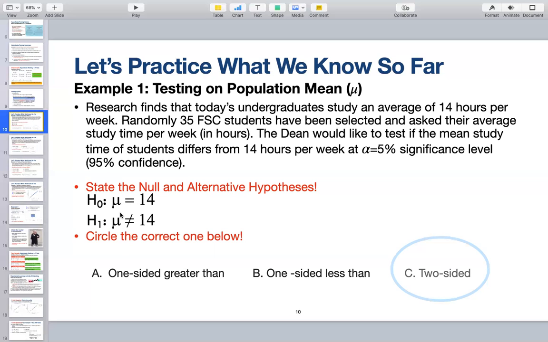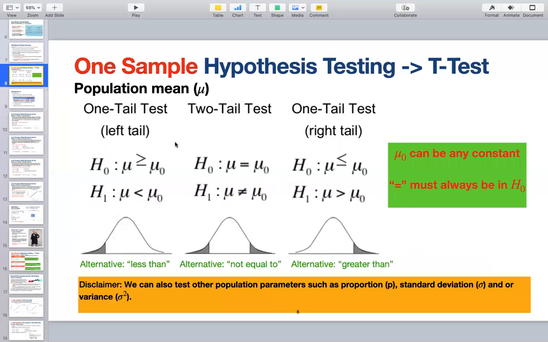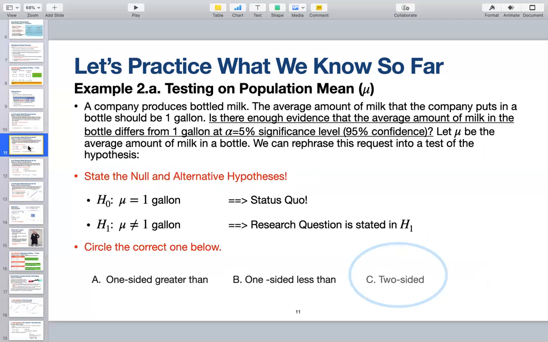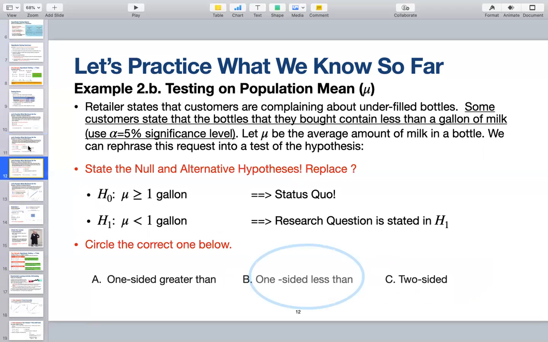And mu stands for the population parameter, the population mean, in this case the average study time of the entire student body in our college. Therefore this is a two-sided test, because having a not-equal sign in the alternative hypothesis gives us these 2 critical regions, and it is called a two-sided test. All right, that is just one example. Let's switch to another one.